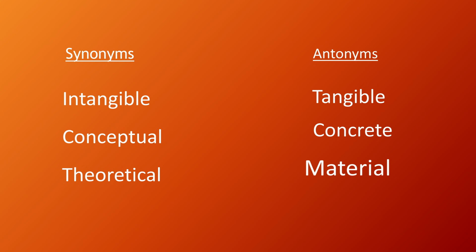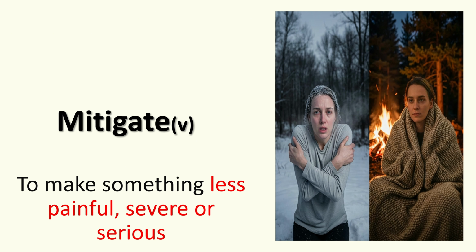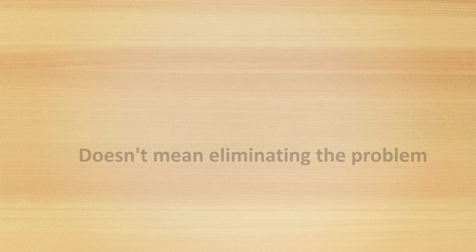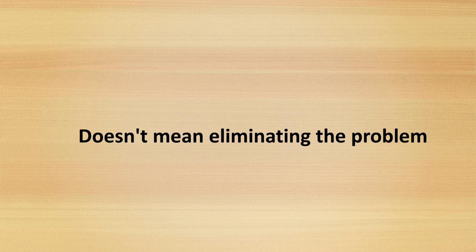material. And the last word is mitigate. It's a verb. It means to make something less painful, severe, or serious. In this illustration, you can see a girl who was feeling very cold in the snow and then she got a blanket. The blanket mitigated her cold, meaning it lessened, reduced the severity of the weather for her. So, mitigate doesn't mean eliminating or fixing the problem. Rather, it means to make something more bearable, manageable.